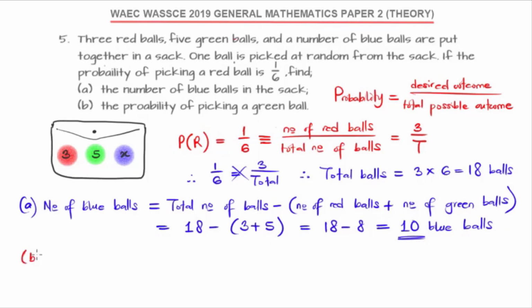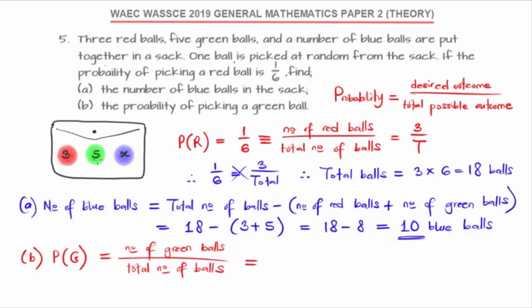Now, our second question, the probability of picking a green ball. Probability, like we defined before, is the desired outcome over the total possible outcomes. In this case, that would be the number of green balls over the total number of balls in the sack. We've been told that we have 5 green balls, and the total number we have gotten to be 18. So, the probability of picking a green ball is 5 over 18.